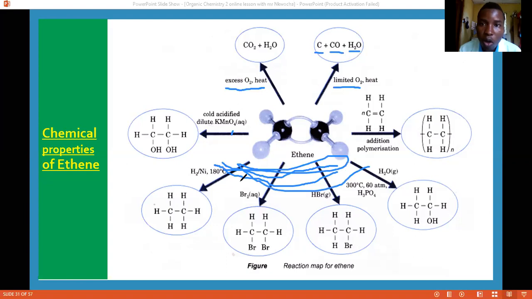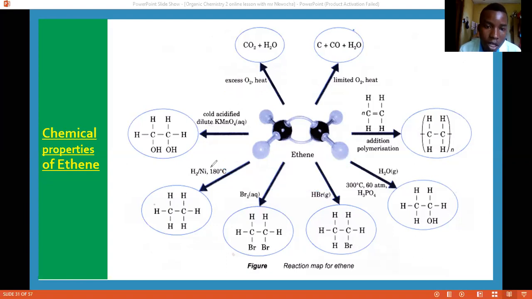Now the secret thing here is: what are you adding? This is addition of hydrogen. See the reagents here: addition of hydrogen in the presence of a nickel catalyst. This reaction is heated at 180 degrees. So nickel there is a catalyst. What do we get? From ethene, we have the first name here, ethane. So take note, this is ethane.